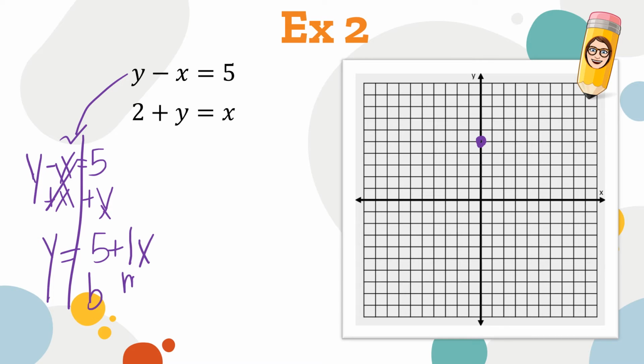And my slope is 1. Rise 1, run 1, rise 1, run 1, rise 1, run 1. Now, I tend to do more dots than necessary on the first one. If you have a straight edge or a ruler, of course, that would be even better.